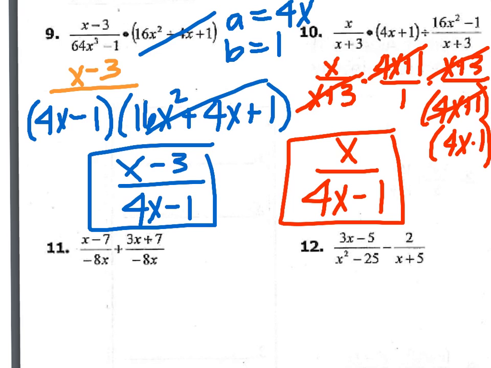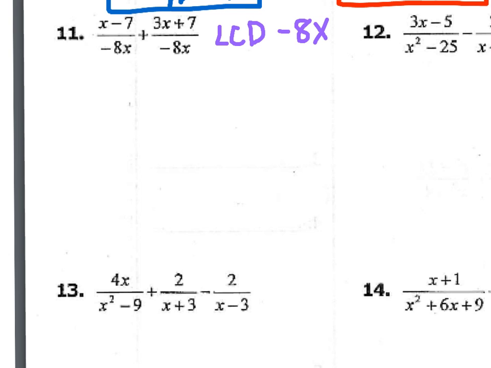Number 11 starts up that new type of problem where we are actually adding and subtracting fractions here. First thing I need to figure out is what is our LCD? This one was really easy because they are exactly the same. So that means that I can just combine my numerators. X plus 3x is 4x. Negative 7 plus 7 is 0 over negative 8x because that is our denominator.